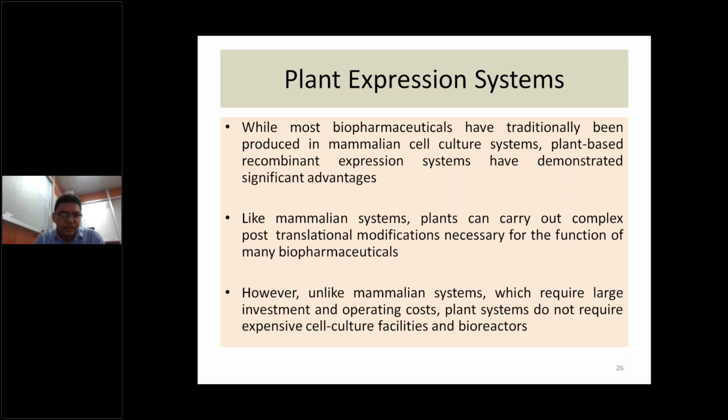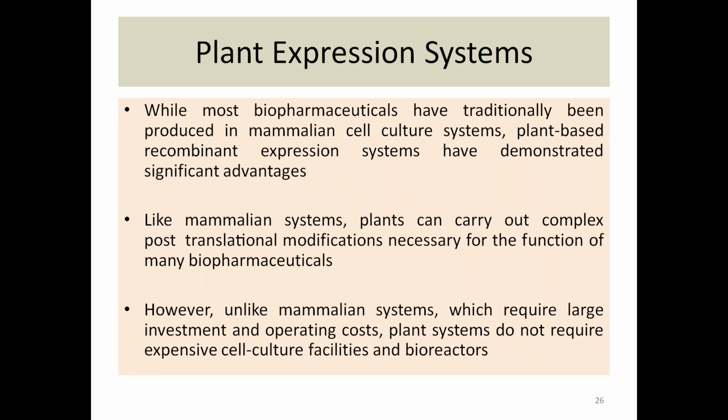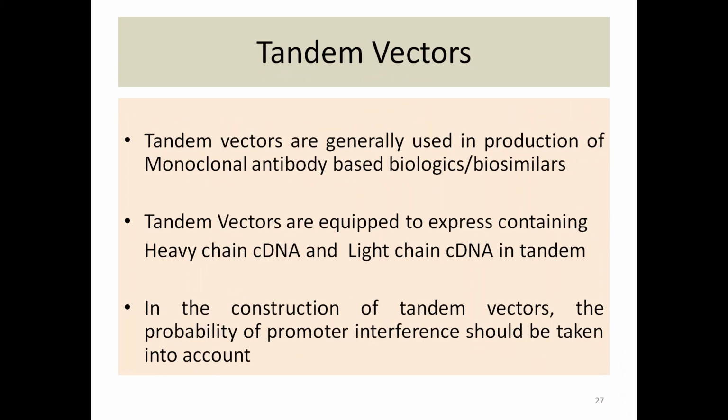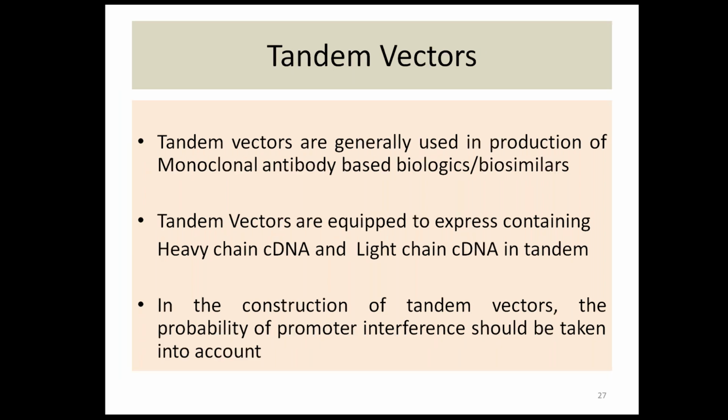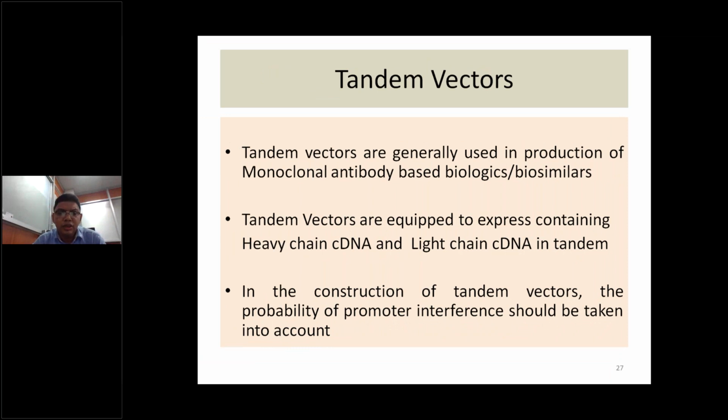But this is definitely a very exciting expression system. So while I'm talking about these expression systems, I need to talk about some of the vectors which are largely utilized for monoclonal antibody-based biologic production. So these are known as tandem vectors. Why are they called tandem vectors? Because they are equipped to express heavy chain cDNA and light chain cDNA in tandem.